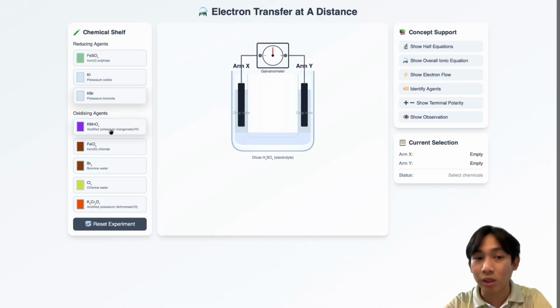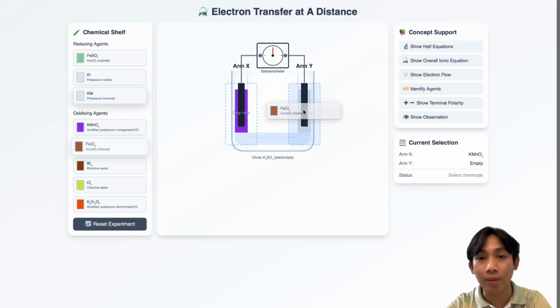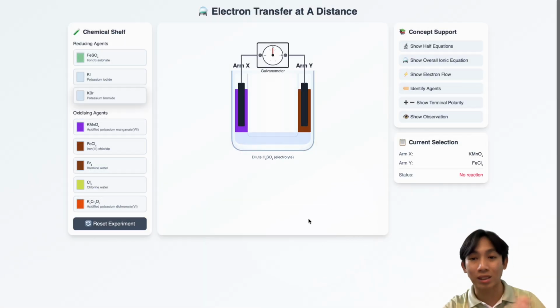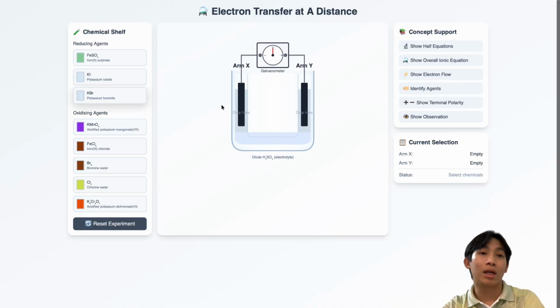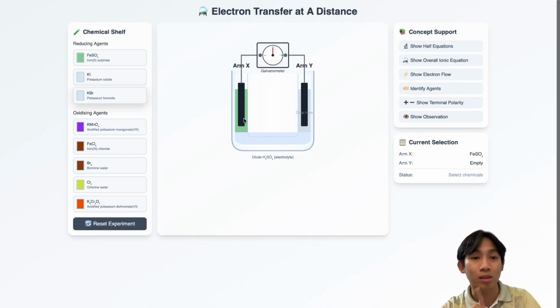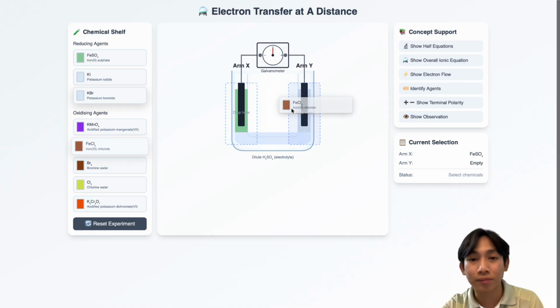The same thing occurs if we put both arms with oxidizing agents. Let's put the acidified potassium manganate 7 solution and also iron 3 chloride. You can drag and put. You can see there's no electron transfer because both are oxidizing agents. Let me reset the experiment. Now let us try the correct one. We put one reducing agent, iron 2 sulfate, and one oxidizing agent. What do we want to choose? Maybe we choose iron 3 chloride.